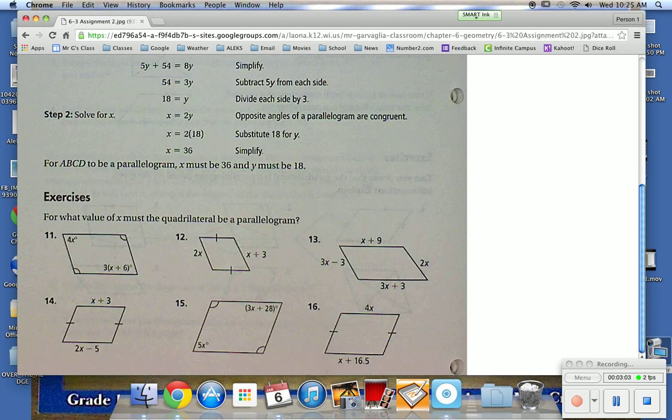They're not really proofs. This is kind of a lead up to proofs. If you want to do proofs, I can include that chapter. So you got 11 through 16 to do here. We know this. Since these are congruent, we set those equal to each other and we solve for x. All right? It becomes algebra. So go ahead and do those problems and we'll see what we do tomorrow.